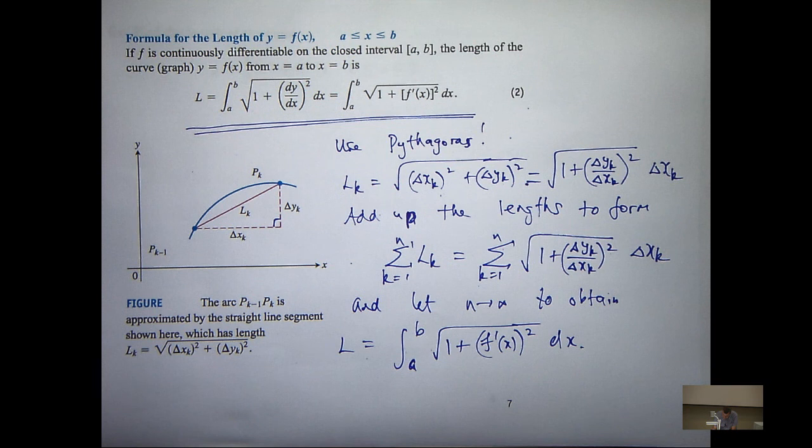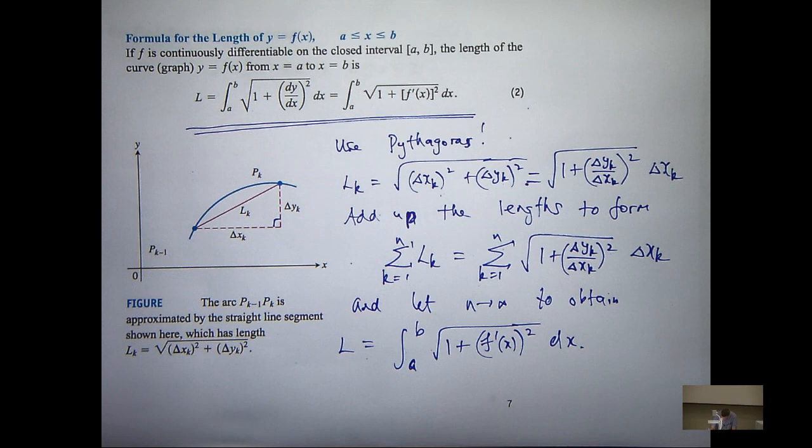By f dash of x, of course, I mean dy dx. That's how it's done. It's not difficult. You're using straight lines to approximate curves. In the limit, you actually get the length of the curve. Pythagoras. Now, will you get that in the exam? Unlikely. So you need to try to remember it, or I guess you could derive it if you really wanted to. Just remember Pythagoras. That's pretty much how I remember it.